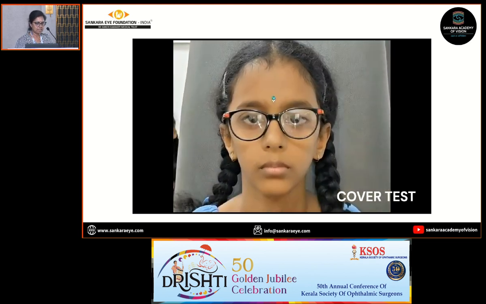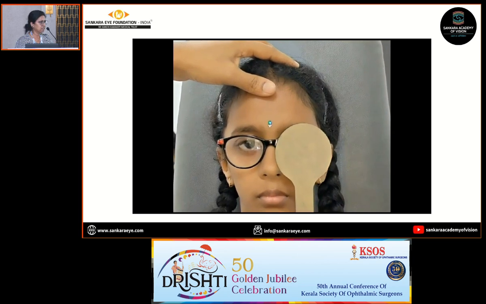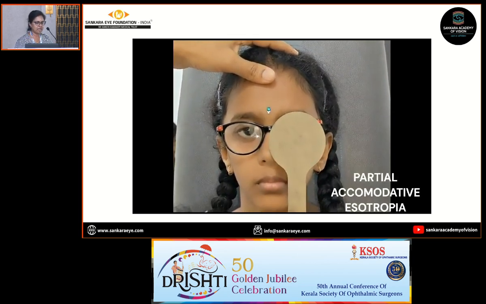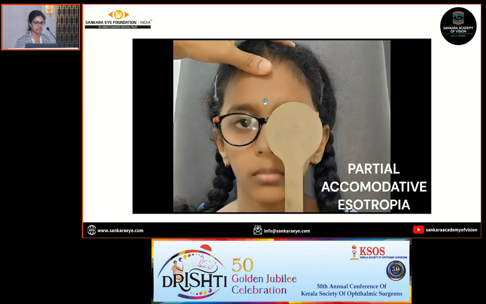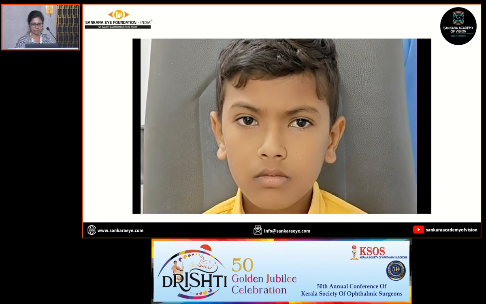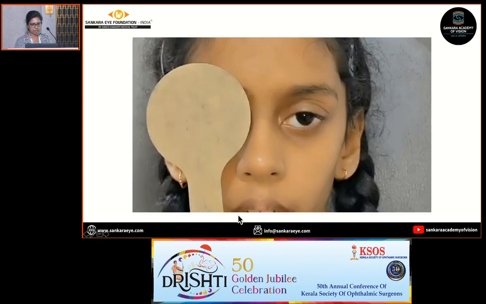She wears glasses and it appears as if the eyes are straight. It doesn't end here. You do alternate cover test and you see that the right eye is deviating out. So there is some residual squint or esotropia. This is partially accommodative esotropia.